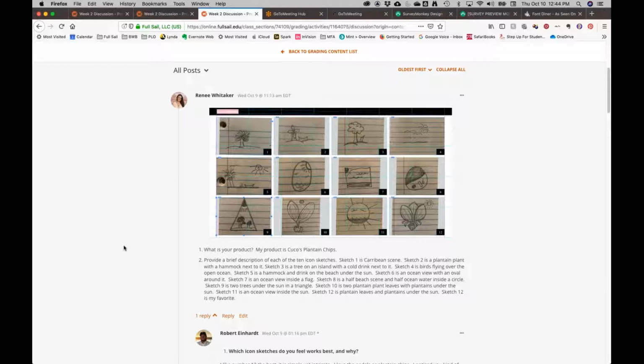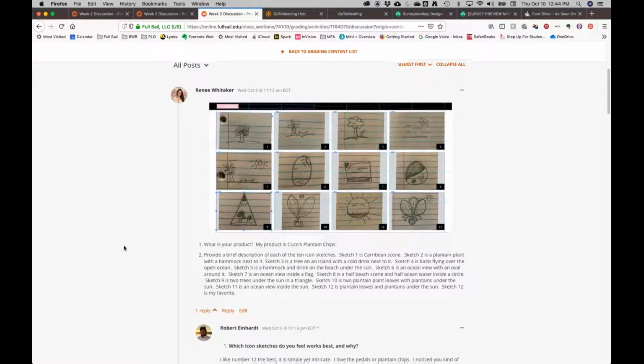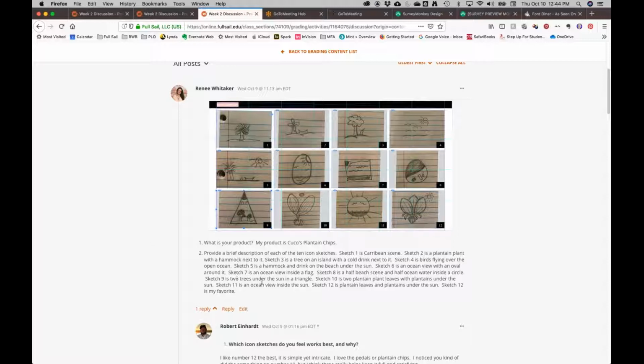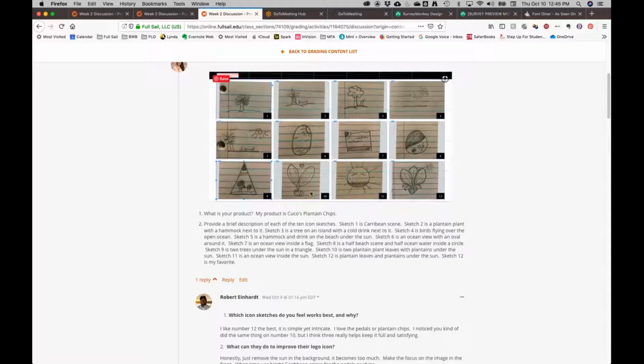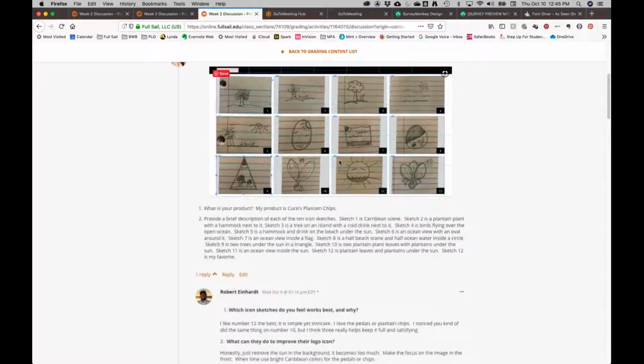Let's see, Renee, you've got Kuko's chips, which is the plantain chips with lime. A Caribbean scene, a plantain plant with a hammock next to it, a tree with an island drink, sunset. Number 5 is hammock, drink, sun. Here's a little vignette of, it looks like a chip. Number 6 is just a scene with an oval. So you did a lot of Caribbean scenes, which is fine. That could be one idea.